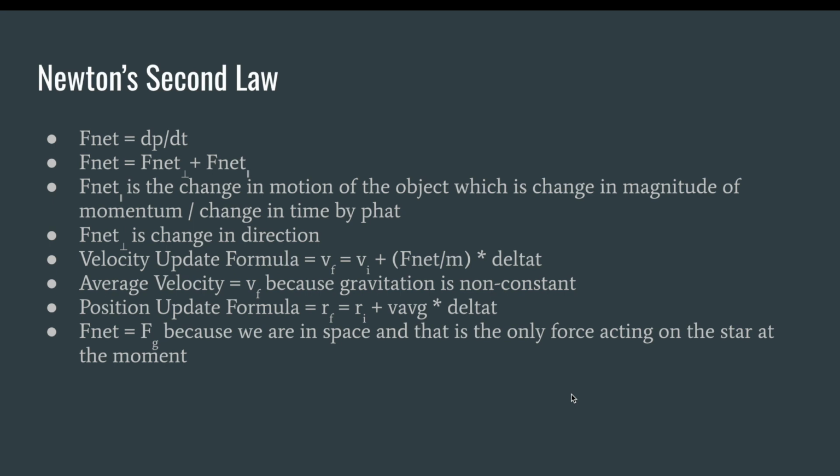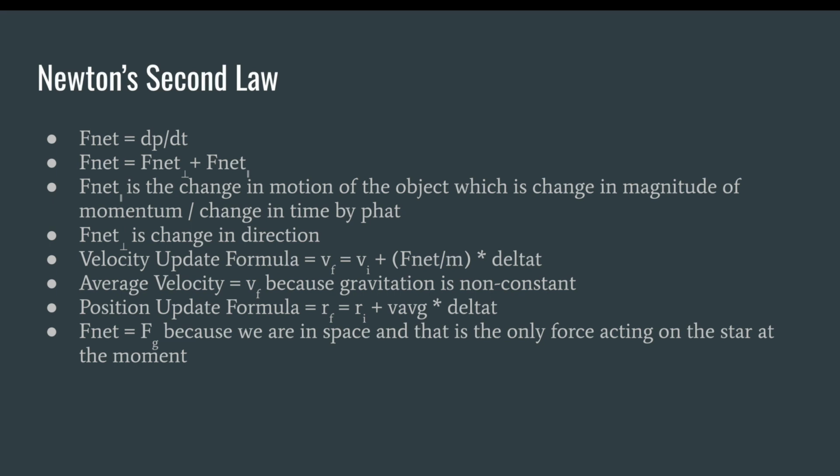Newton's second law states that the net force is equal to dp over dt, and then you can see that the net force is equal to the perpendicular force plus the parallel force, where the parallel force is the change in motion of the object, which decides its speed, and it's also determined by the change in magnitude of the momentum divided by the change in time, times p hat, which talks about its direction. The perpendicular force is the change in direction, and you can see that in the future slides as we can see the planet changing its direction, or the star changing its direction, indicated by the arrows.